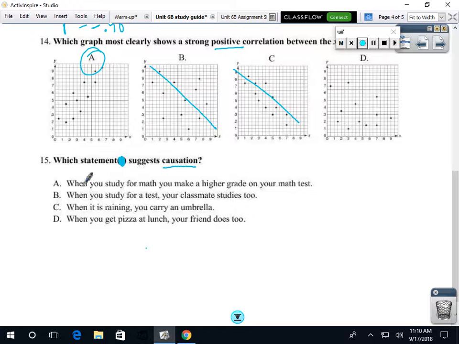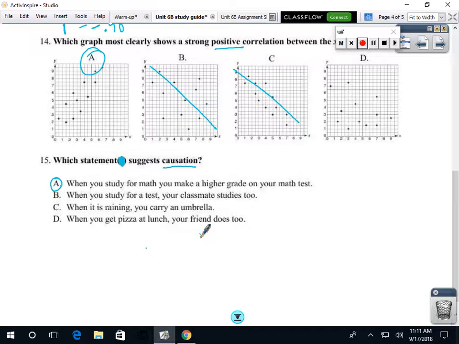Okay, I'm going to read through all 4 of them. When you study for math, you make a higher grade on your math test. When you study for a test, your classmates study too. When it's raining, you carry an umbrella. When you get pizza at lunch, your friend does too. Which one causes the other one? A.